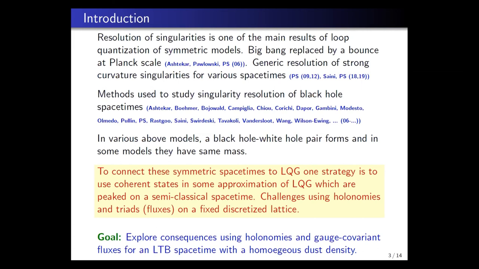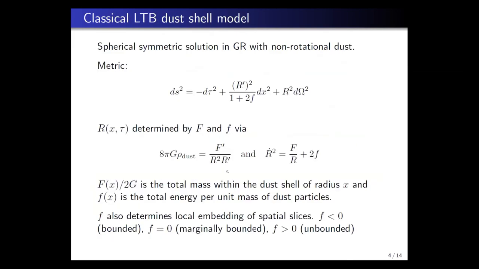Okay. So now the goal which we have in this talk is that we want to understand the quantization of the LTB spacetime using the outermost dust shell model using the holonomy-triad approach. This work was already done a couple of years ago by Tavakoli, Dapor and Marto. And now we want to compare that with the scenario when you have the holonomies and gauge covariant fluxes. So it's a very simple model essentially. But the main message here is that even in this simple model, some of the predictions which we see from the gauge covariant fluxes are very different from when you use holonomies and triads. The main idea is how much is the issue of the gauge dependence when we are talking about the robustness of the predictions.